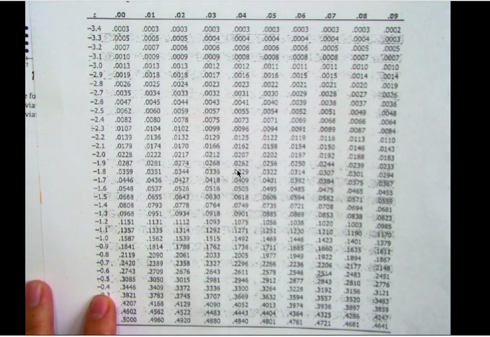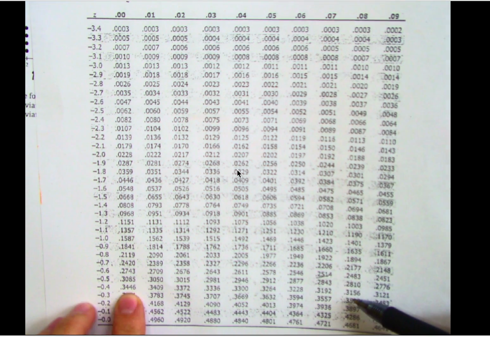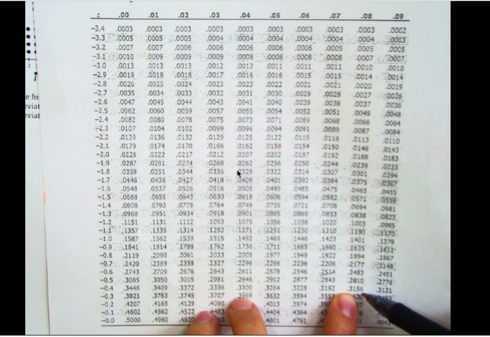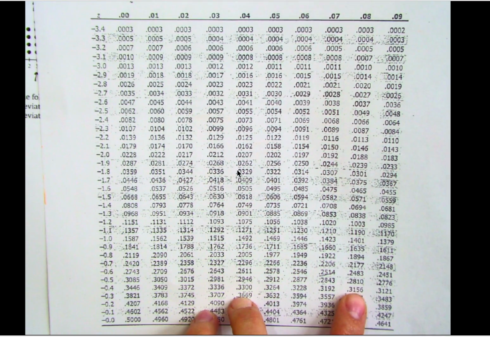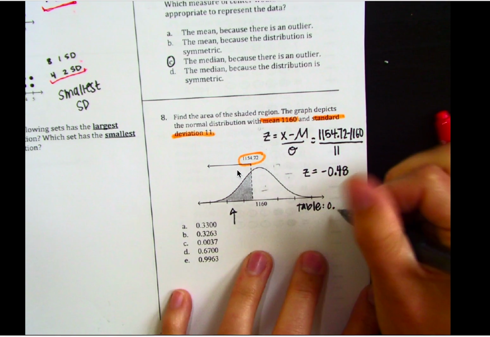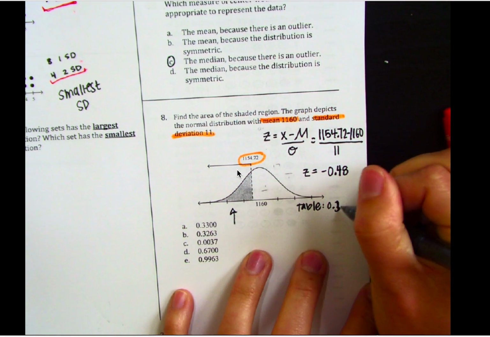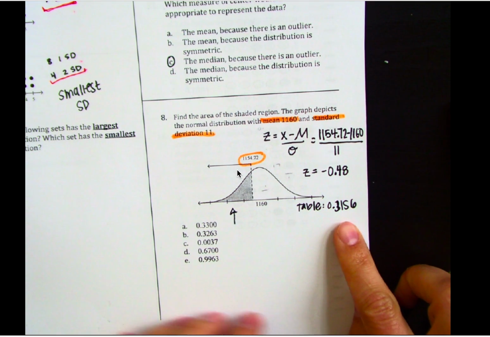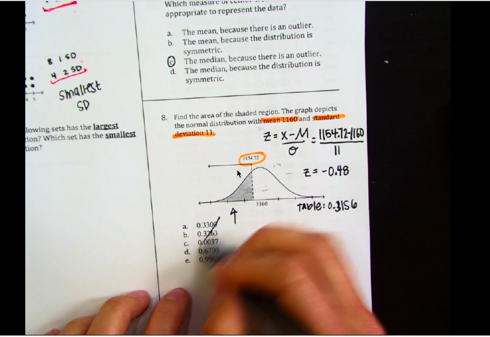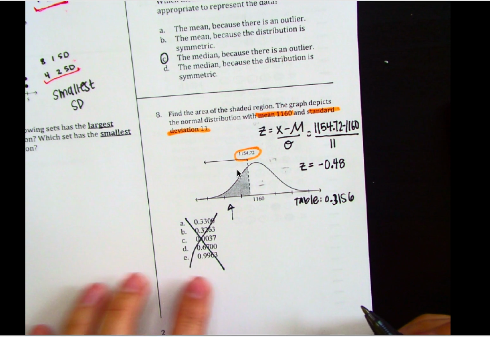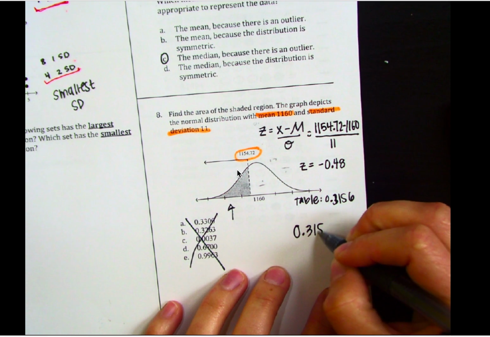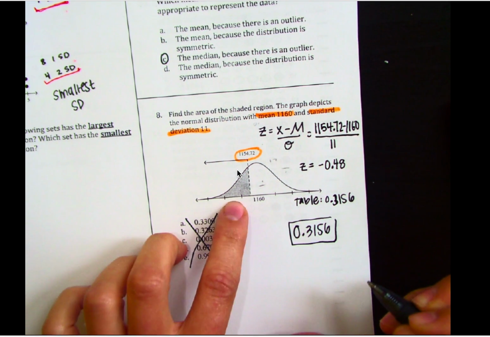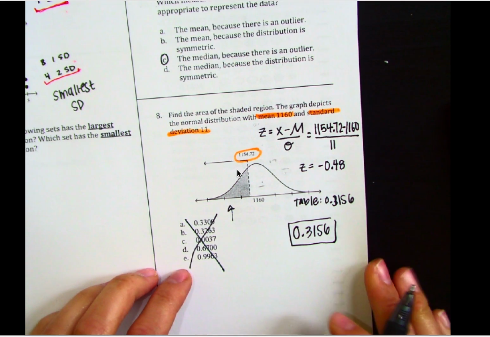Zoom out a little bit. So here's the 8 meeting our negative 0.04 at 0.3156 right there. Okay, so 0.3156 comes from my table. So actually for number 8, that problem got a little messed up, so that's not one of our multiple choice answers, but this is the area shaded to the left of my value. Okay, so we're going to move on to number 9.